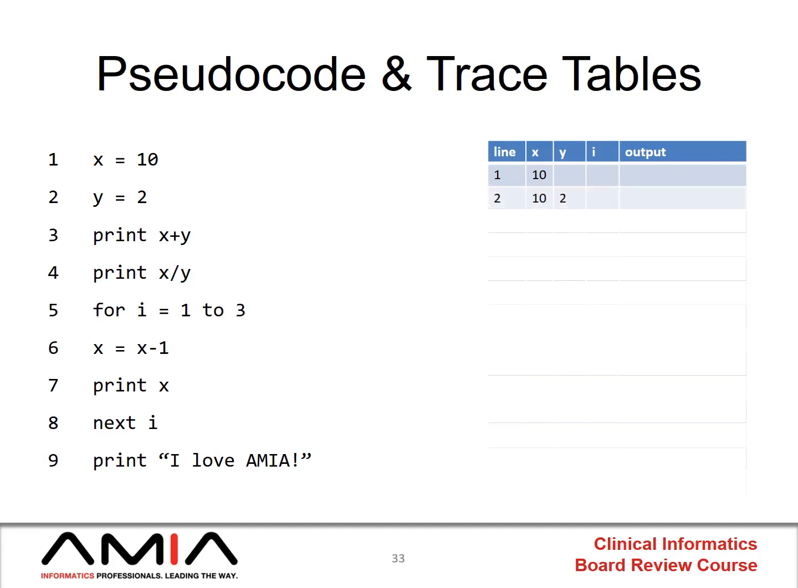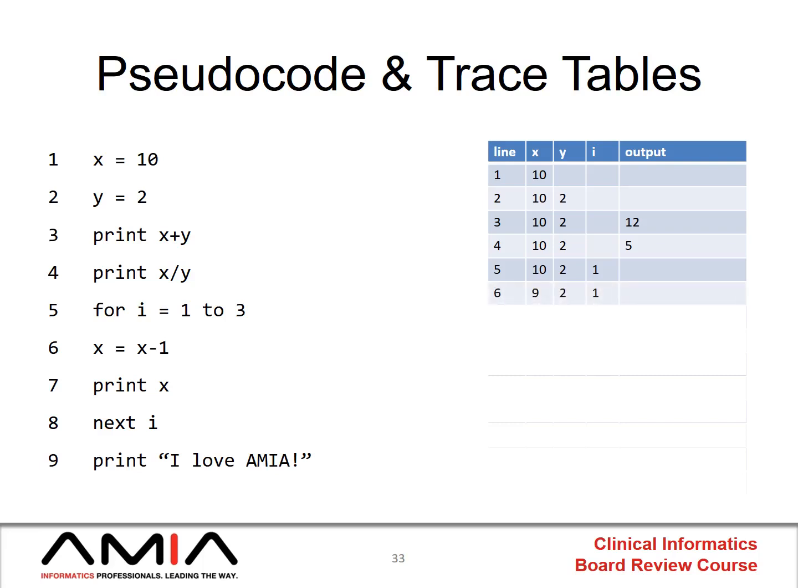Now by line 2, I've defined y. Notice the value of x has not changed. So x is still equal to 10 and y is equal to 2. At line 3, x is still 10, y is 2, but now I've output the number 12 on the console because that's what the statement's asking us to do. And so on and so forth. Line 4 on the screen will print the number 5. That's x divided by y. Line 5 doesn't do anything at the console, but it now adds a value for the iterator I. So now I is starting out with its initial value of 1.